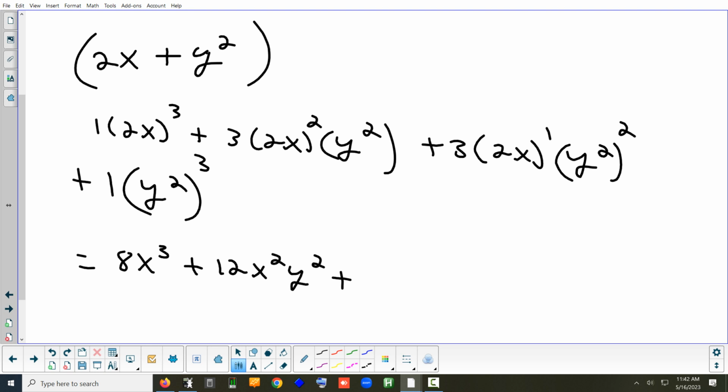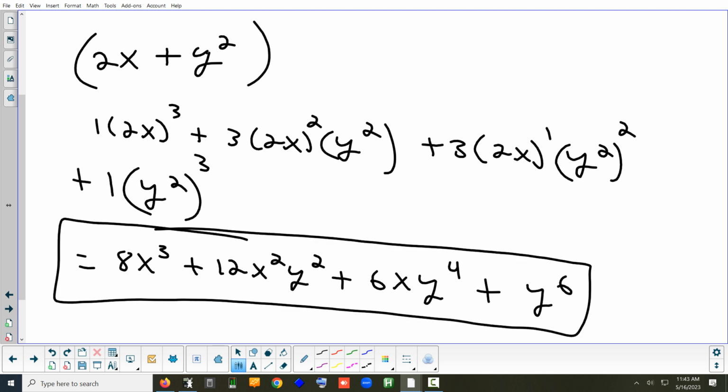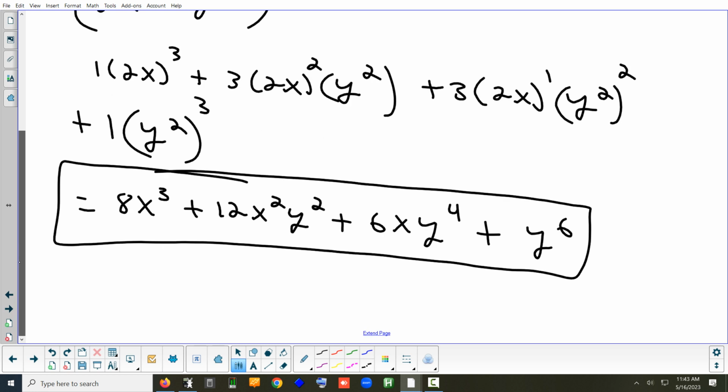My third term is going to be what? 6x and then y to the 4th. And my last term? That one would be y to the sixth. There you go. So that's the only other type of situation that can come up when you have a power to a power. You've got to multiply those exponents together. Okay. Any questions on that?